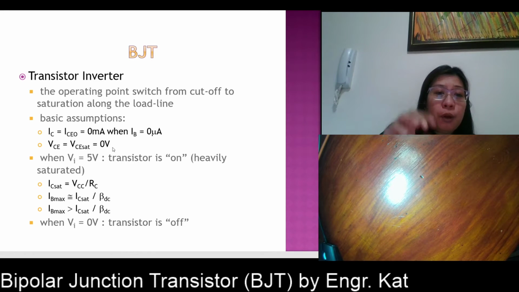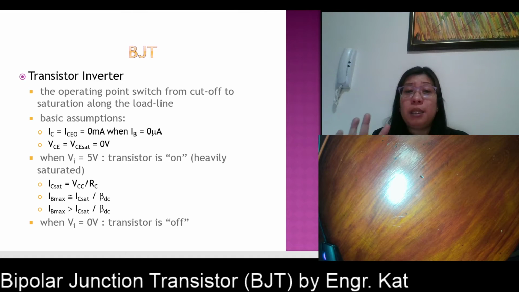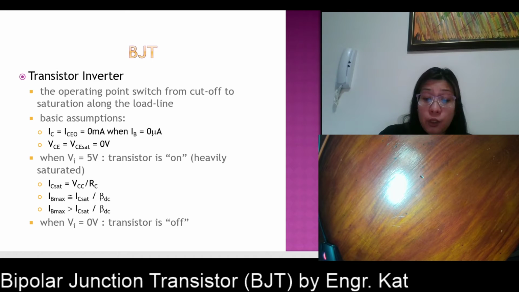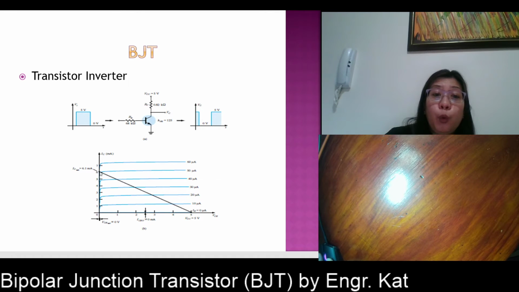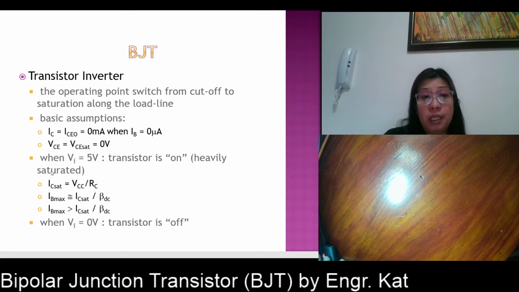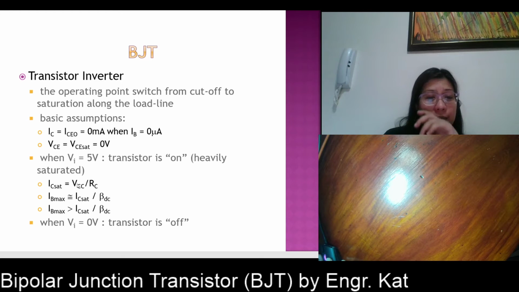Okay, so when your input is equal to 5 volts, that means your transistor is on. We assume that your transistor is not just turned on, but heavily saturated, so that our Q point lies across the saturation area, or the saturation point here. So what will be the assurance? When your VI is equal to 5 volts, the transistor is properly turned on, so your IC sat is equivalent to VCC divided by your RC.